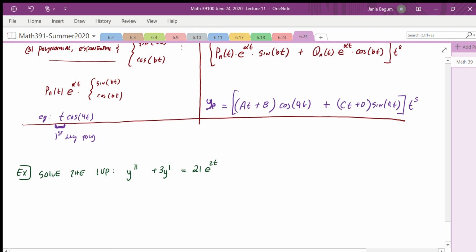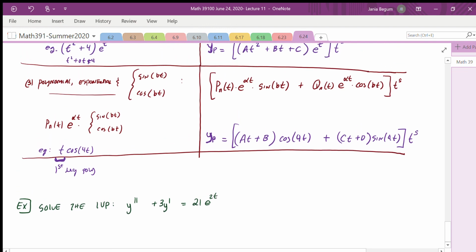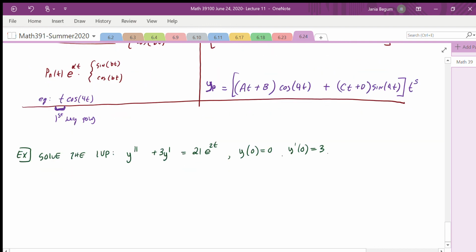Okay? So another thing I want to mention is that you never change the argument for sine and cosine. For example, in the previous example, I said t times cosine of 4t. So my argument is 4t, the angle, right? So you want to have 4t in your particular solution. Never change it. All right, so having said that, let's give you initial conditions on this problem. So y of 0 is 0. y prime of 0 is 3. So let's see how far we can finish this problem.